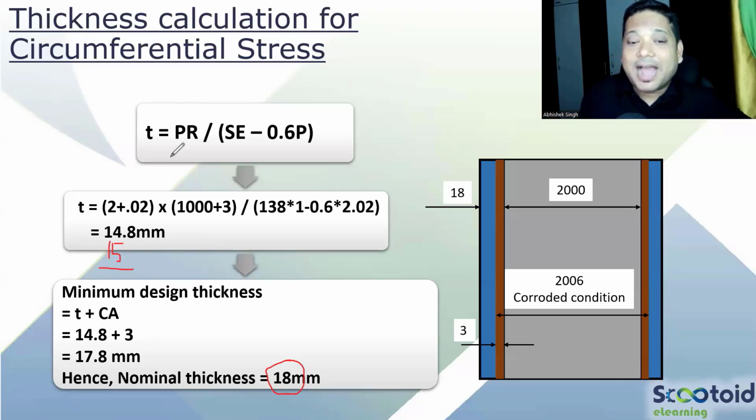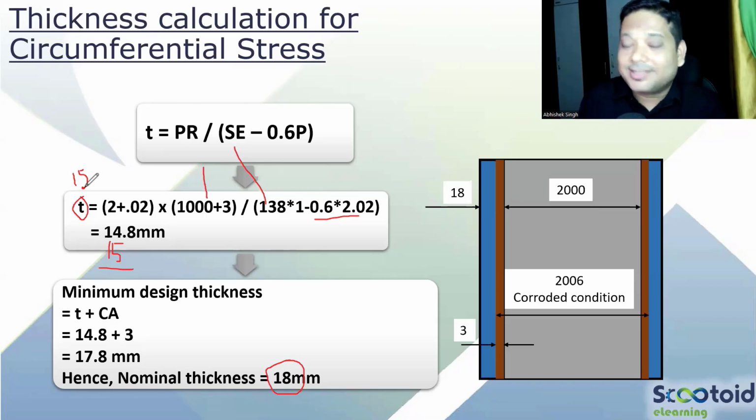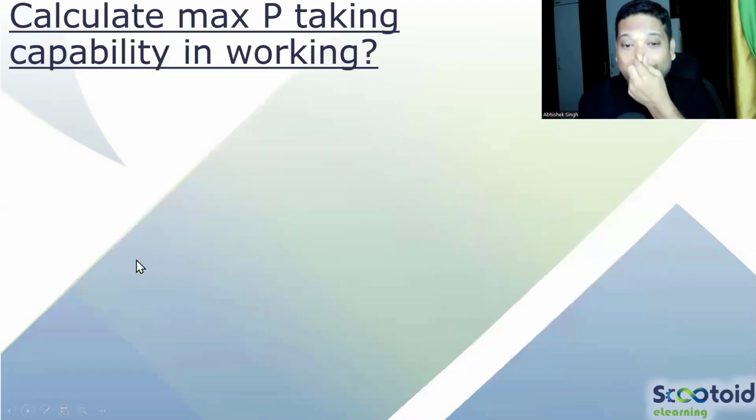Take everything same. R will be 1003. S will be 138. Only pressure is not known, which you have to calculate. Thickness is 15 because of the 0.2 mm rounding up, which we did. So for that rounding up, our pressure will also increase in some fraction. So we are calculating that maximum design pressure basically. We are not calculating anything else. Now let us see how you'll be calculating.